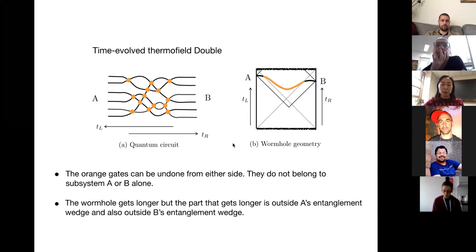Let's look at the corresponding wormhole geometry. The wormhole is getting longer, but notice that the part that's getting longer is outside A's entanglement wedge, and it's also outside B's entanglement wedge. The part that's getting longer is mostly in the future of this RT surface. And this region, as we all know from the statement of ER equals EPR, only exists when you have both A and B. This feature corresponds to the fact that these gates only make sense when you have both systems A and B.